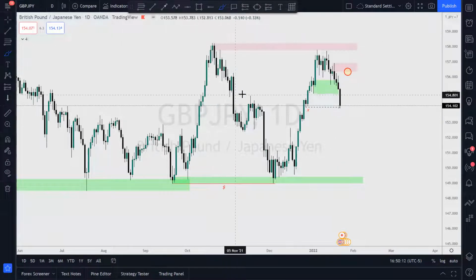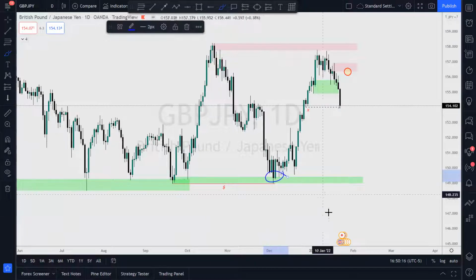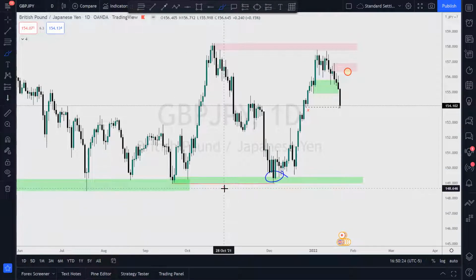Anyway, price makes its way all the way down. We come back to this order block. Boom, this is where we would take our long. It did not take the liquidity from there. That's why we have this symbol here, because it's representing relative equal lows. This is a price magnet.